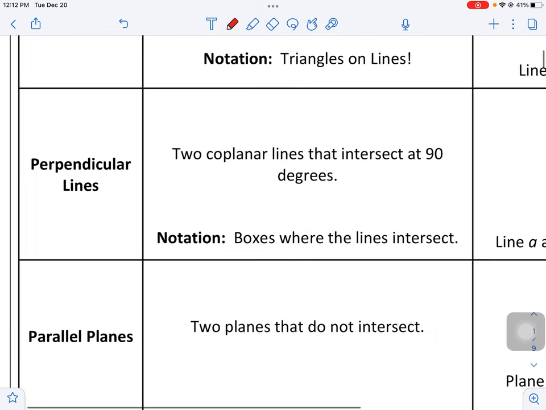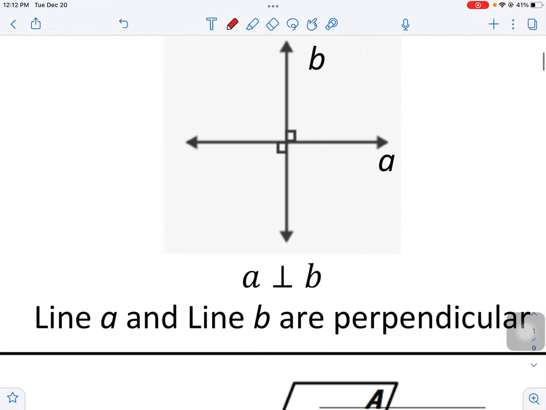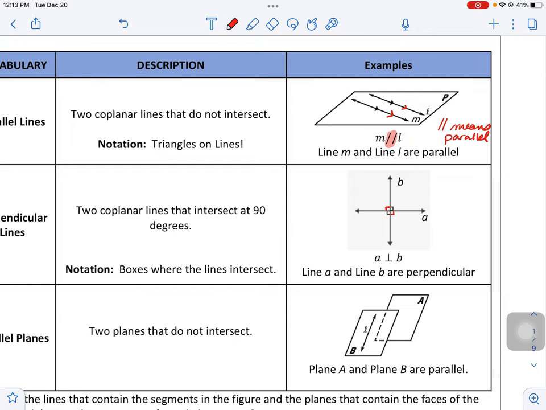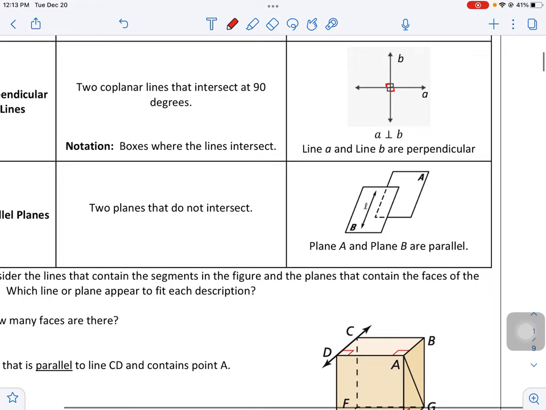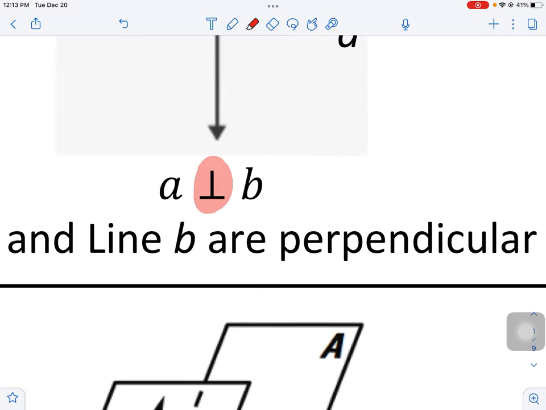Okay, next we have perpendicular lines. Perpendicular lines are basically two lines that form 90-degree angles. Like in here, I have line B and line A, and they form 90-degree angles. You can see the 90-degree angle mark right here. If those two are 90 degrees, this is also 90 degrees, and so here. So we made four 90-degree angles. They are perpendicular. Also, this little symbol in here, this upside down T, is the symbol for perpendicular.